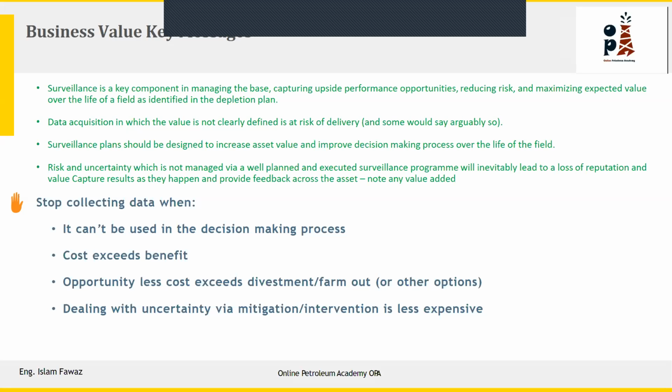So stop collecting data when cost exceeds benefit. If the cost exceeds the benefit, why do we need this data? Because we will spend a higher cost than the benefit. Also when the opportunity is less than the cost, or there is divestment, farm out or another option, or when dealing with uncertainty via mitigation or intervention is less expensive. So stop collecting data within those items.